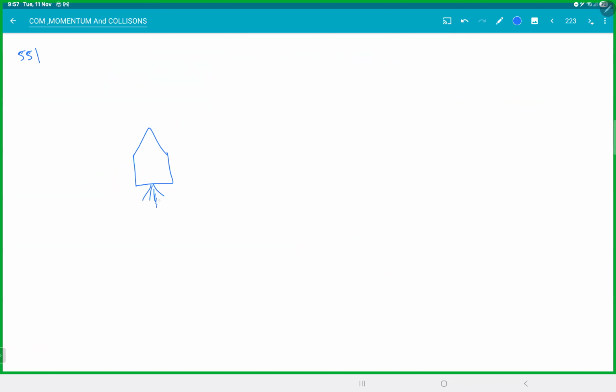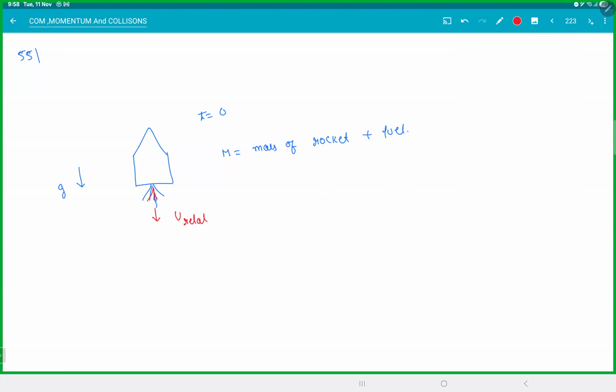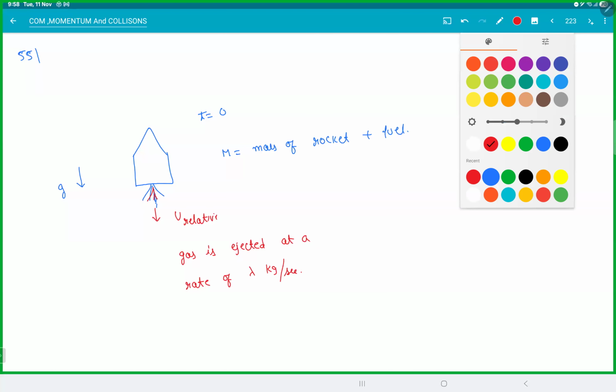So we have a rocket here. T is equal to 0. M is the mass of the rocket plus fuel. Gravity is there. The gas is being ejected with the speed of u relative. Right? And gas is ejected at a rate of lambda kgs per second. Right? Find the speed of the rocket at time t.